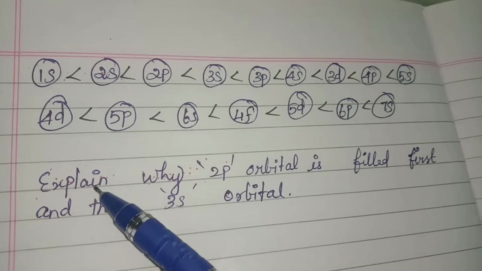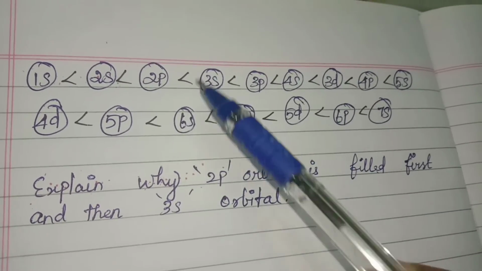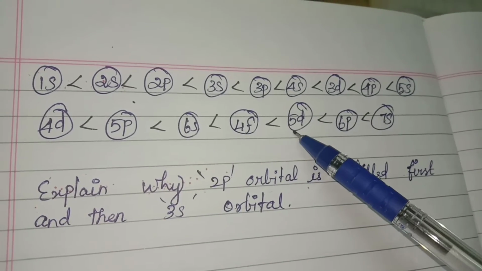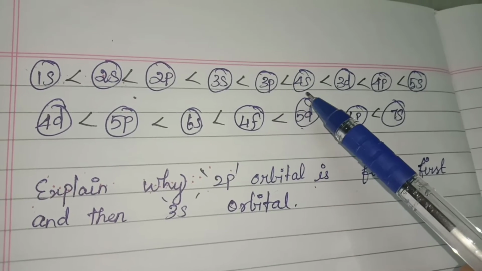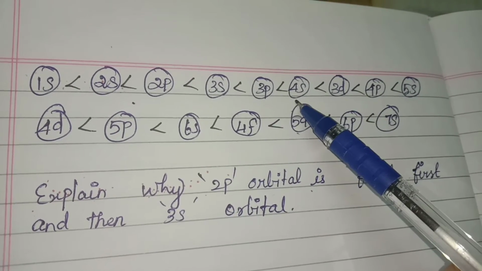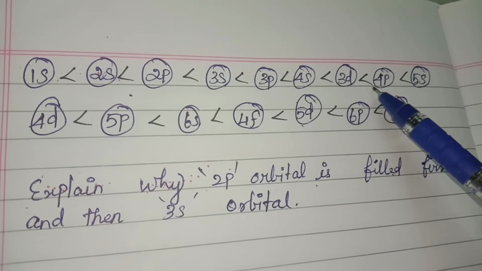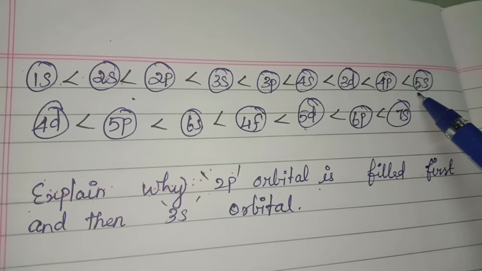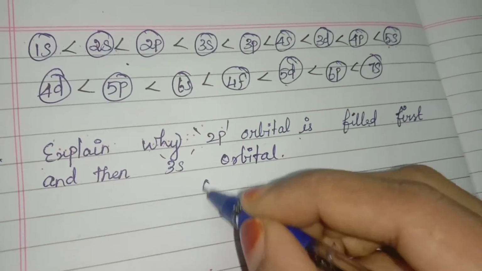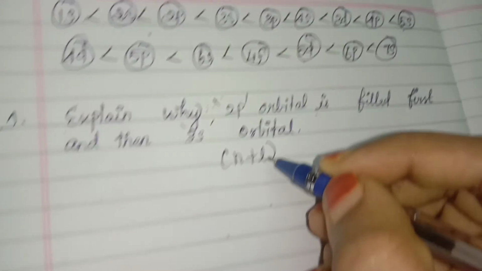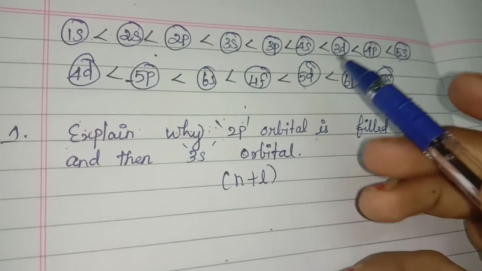Here, explain why the 2p orbital is filled first and then the 3s orbital. Why is the arrangement happening like this? See here, 3p is here, but in between the 4s orbital will come. After that only the 3d orbital will be present. Like that, after 4p, 4d won't come, the 5s orbital is present. Why is this happening? There is one rule, the n plus l rule. We use this n plus l rule, then we arrange the electronic configuration.